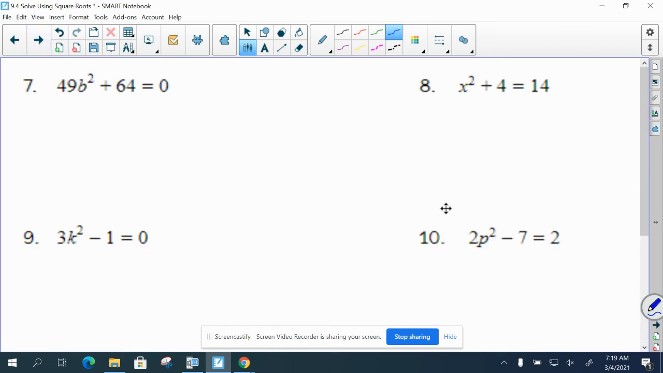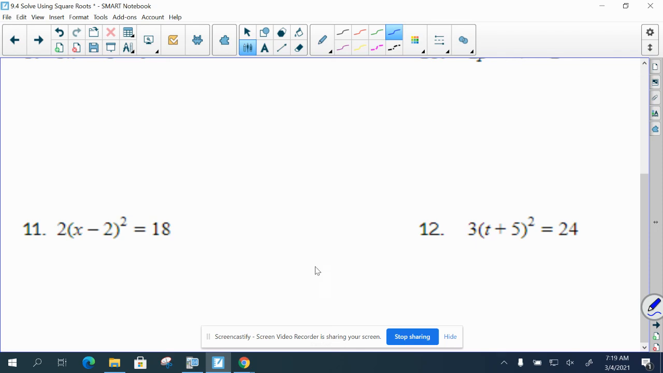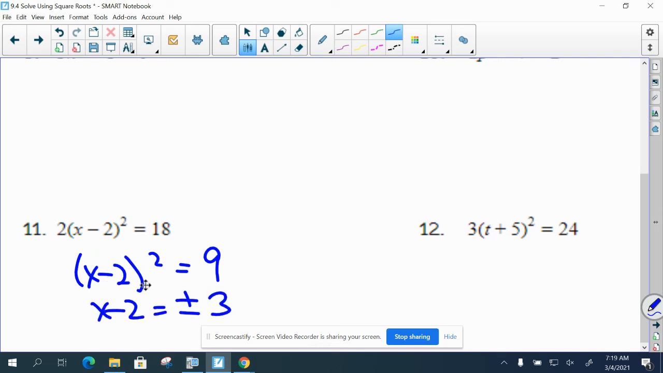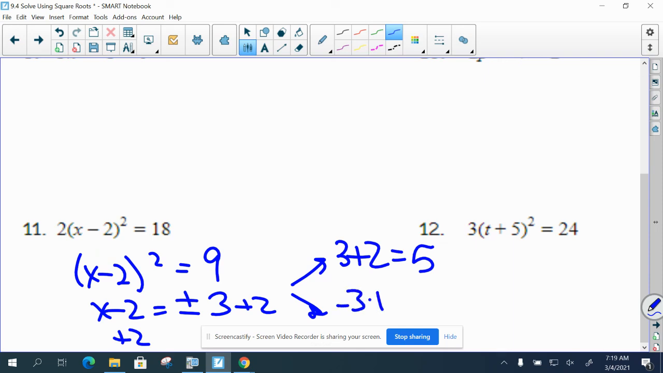And then for these ones, don't forget that you have to divide by the 2 and then take the square root and then add the 2. So that would be (x minus 2) squared equals 9. x minus 2 equals plus or minus 3, because the step you take the square root in, you have to do the plus or minus. Add the 2. So then this would be positive 3 plus 2, which is 5, and negative 3 plus 2, which is negative 1. So those are your 2 answers for that one.